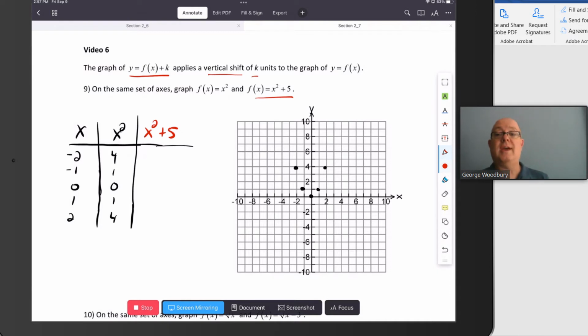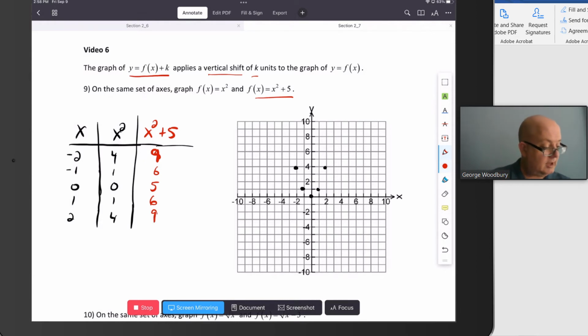So when x was negative 2, instead of 4, we get 4 plus 5, or 9. When x is negative 1, instead of getting 1, we get 1 plus 5, or 6. When x was 0, instead of 0, we get 5. When x was 1, instead of 1, we get 6. And finally, when x was 2, we're going to get 9 instead of 4.